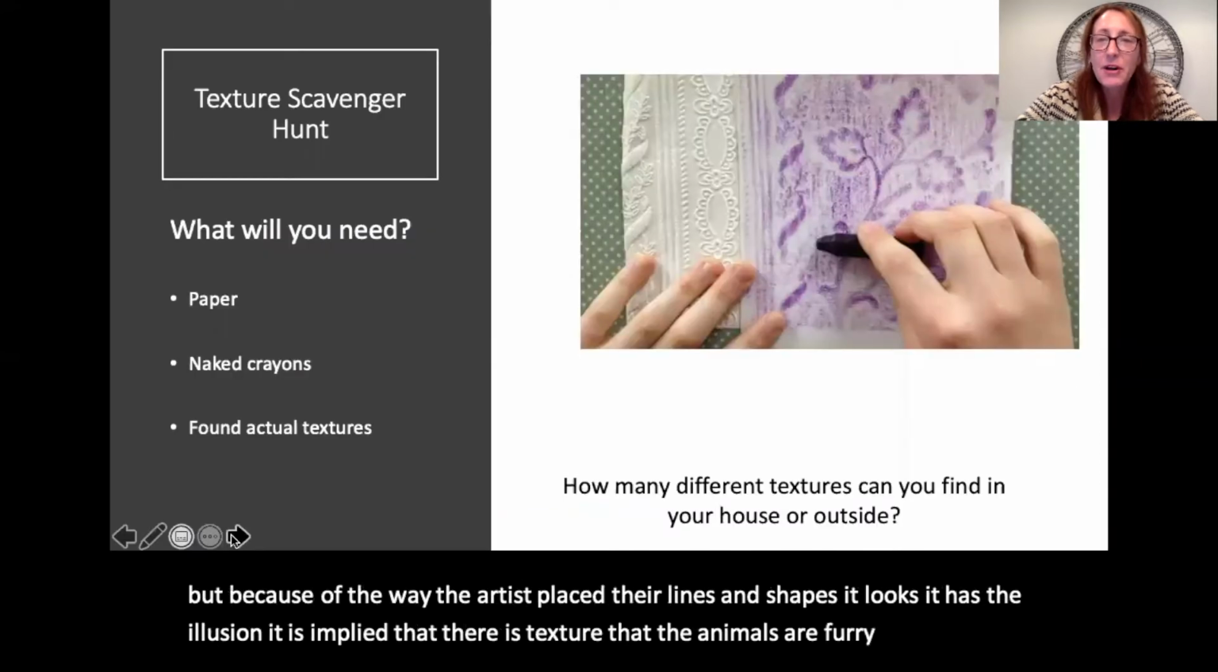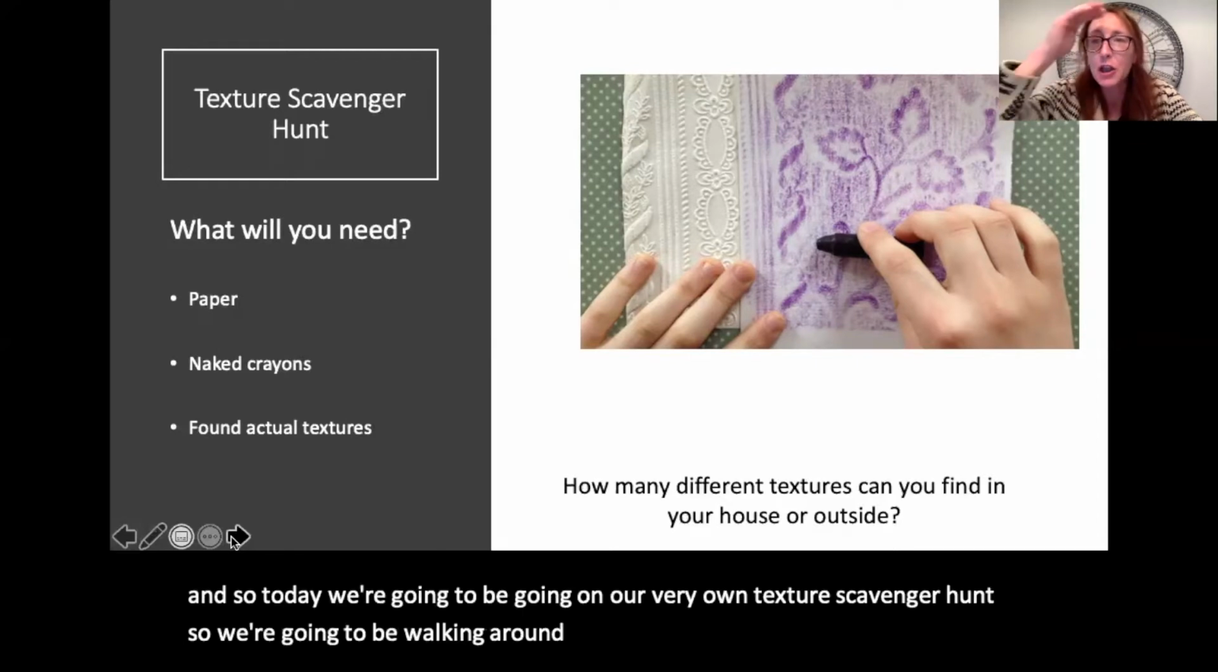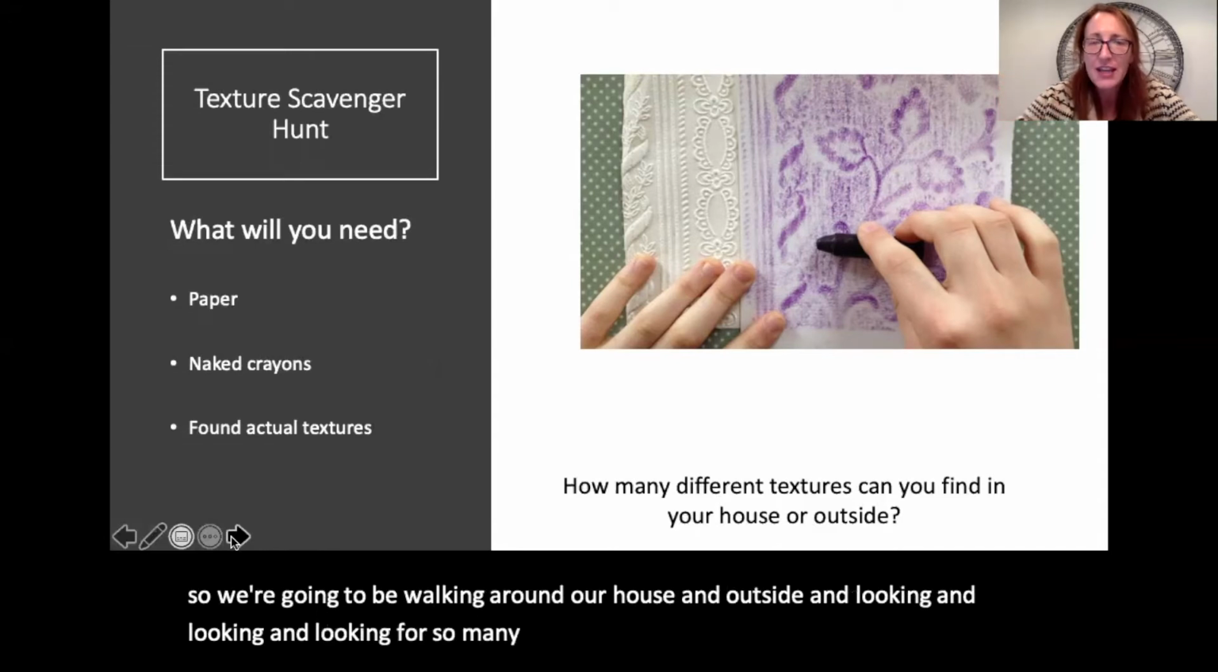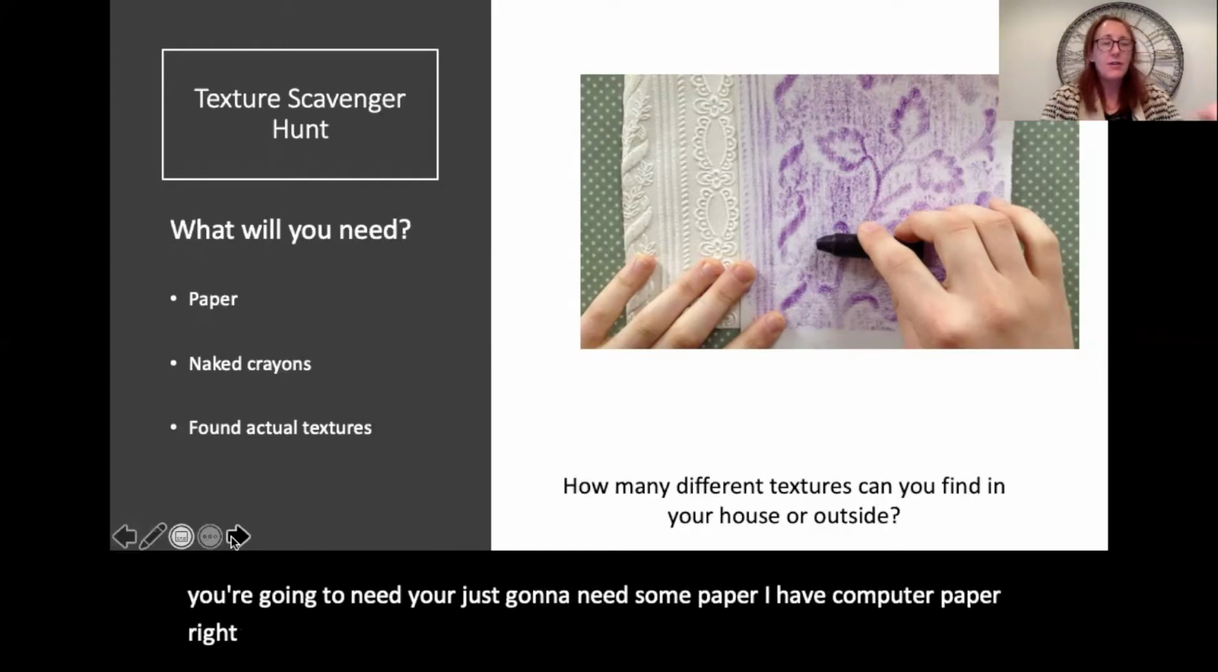And so today we're going to be going on our very own texture scavenger hunt. So we are going to be walking around our house and outside and looking and looking for so many different types of textures. And here's what you're going to need. You're just going to need some paper. I have computer paper right here. And you're going to need crayons.